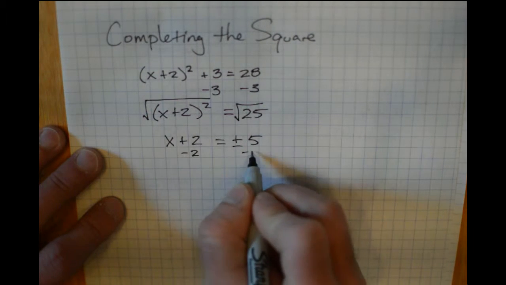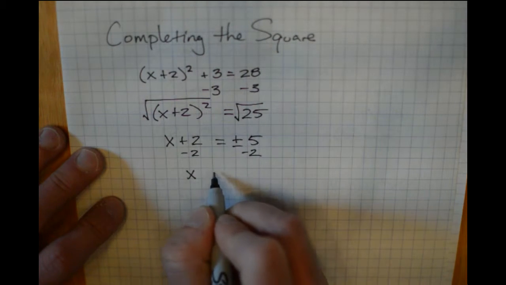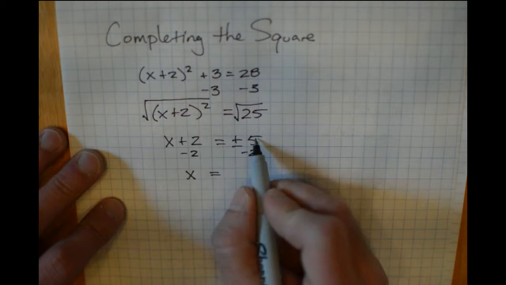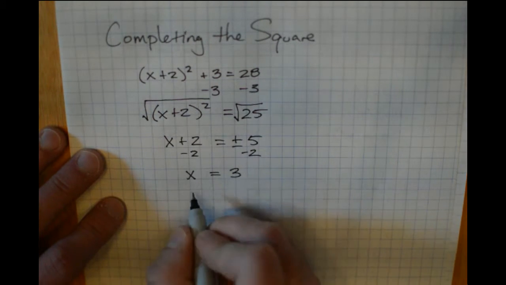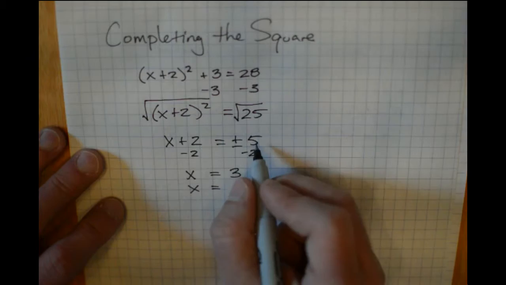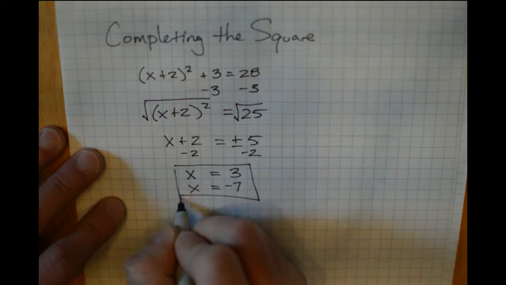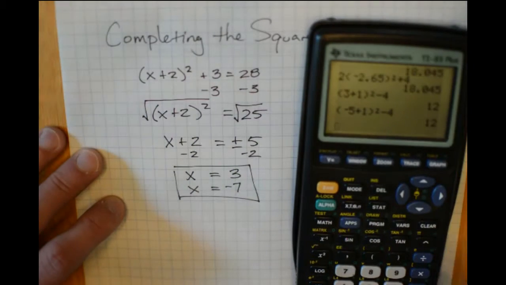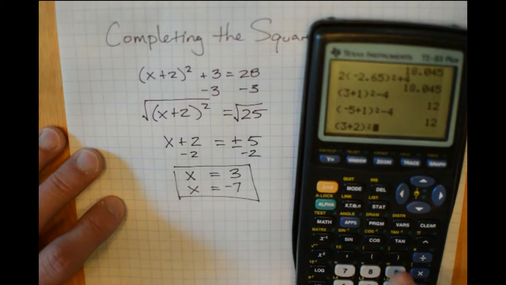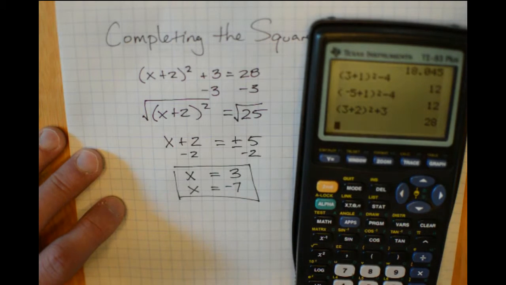Now I'm ready to subtract 2 from each side, so I have x is equal to, well, positive 5 minus 2 is 3, and negative 5 minus 2 is negative 7. So these are the two solutions, and let's check them real quick. So we have 3 plus 2 quantity squared plus 3 is 28, it works, and negative 7 plus 2 quantity squared plus 3 is also equal to 28, so they both work.